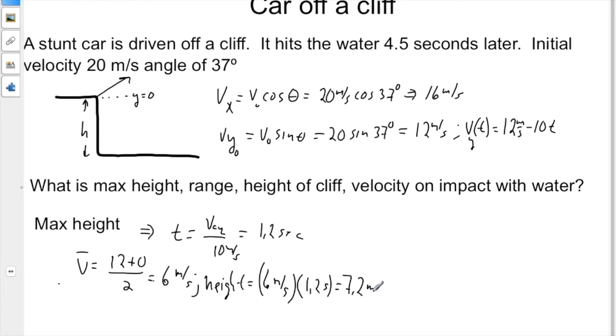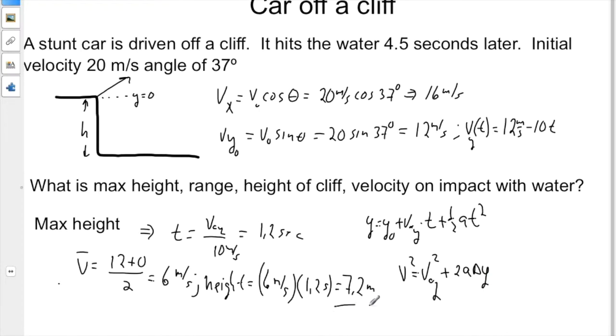It also would have been perfectly okay to use y equals y0 plus v0y times t plus 1/2 at squared, or v squared equals v0y squared plus 2a delta y. All of them would have given us the same answer, and you can do that on your own if you want.